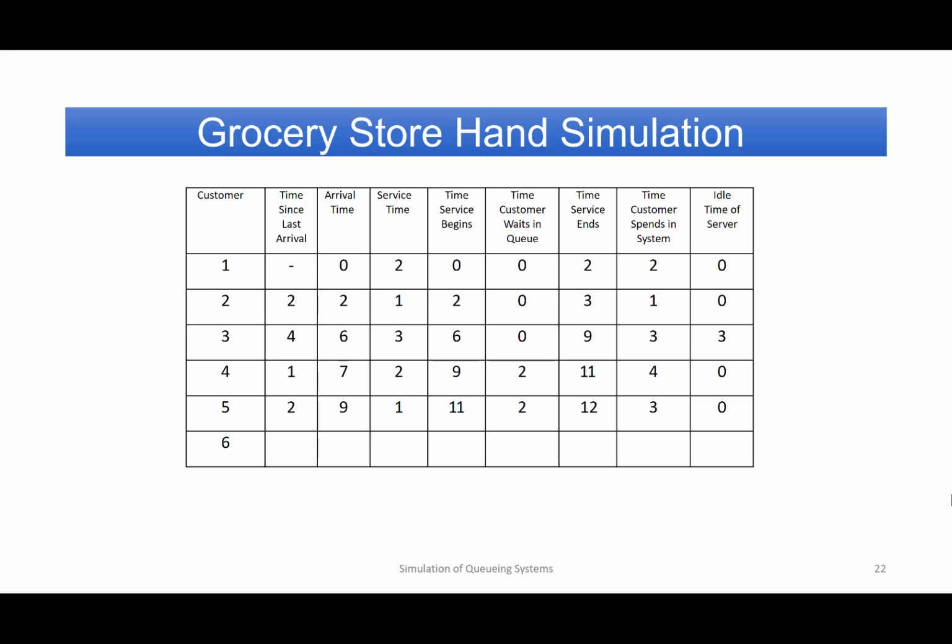Since the previous customer arrived at time 7 and they arrived at time 9, the time since last arrival is 2. The service time was only 1, and service could not begin until time 11. That way, the customer waited for 2 units and then ended their service at time 12. Ultimately, the customer spent 3 time units in the system, and again, the idle time was 0 for the server.